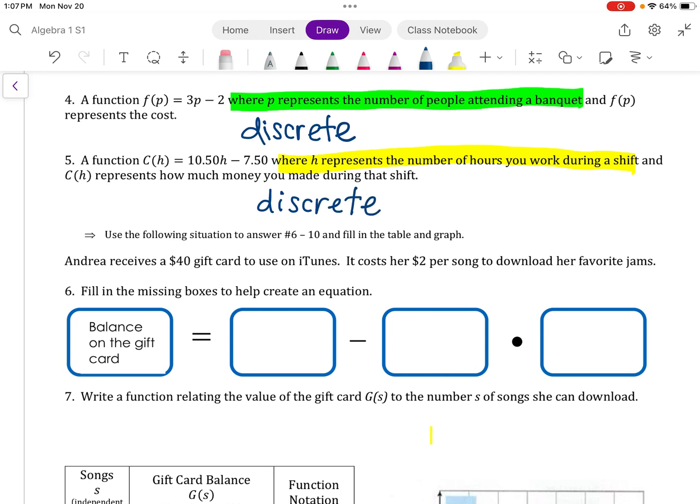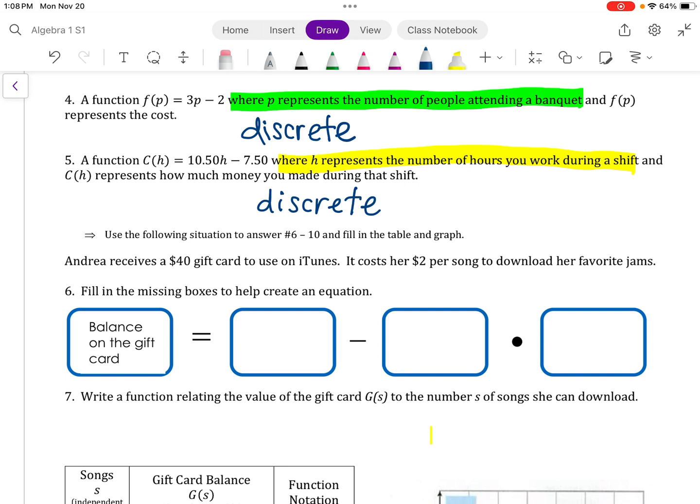So discrete is a lot easier to explain. Continuous graphs are a little bit trickier because it's not as simple to explain. Let's see if we can come up with some as we talk about it. There are no breaks or jumps.